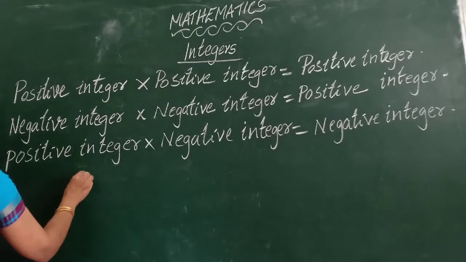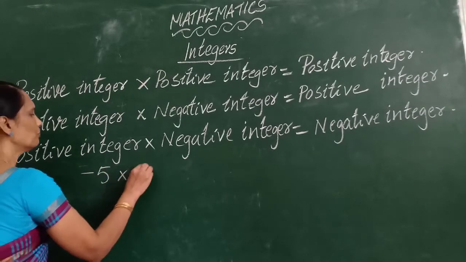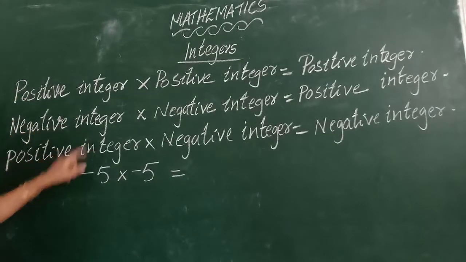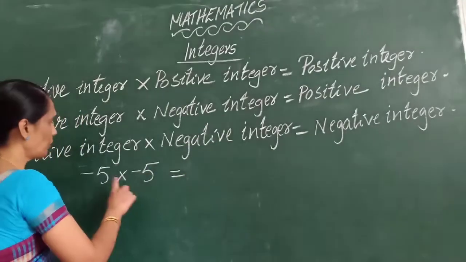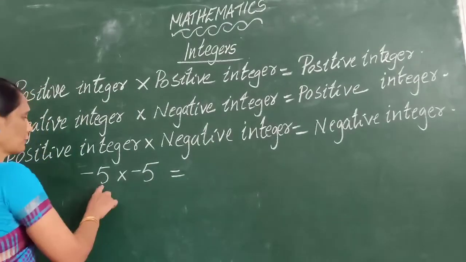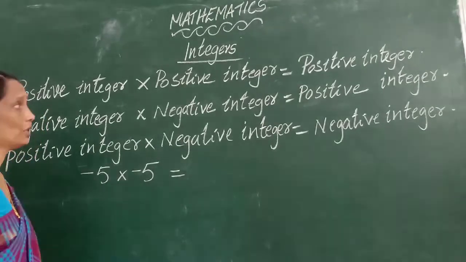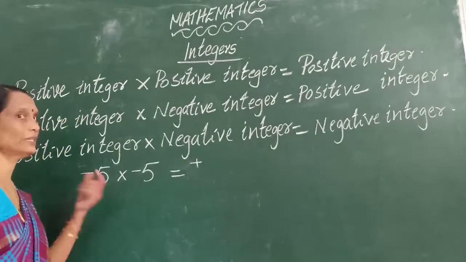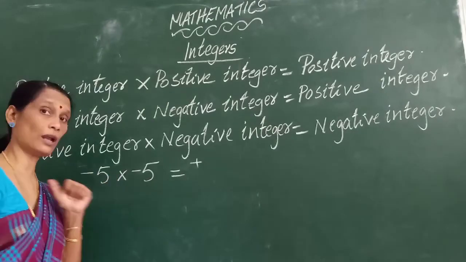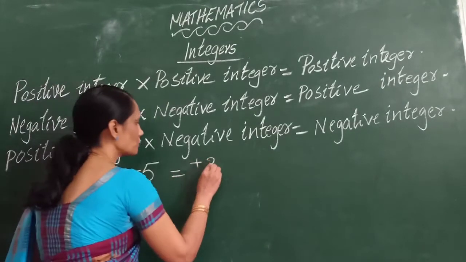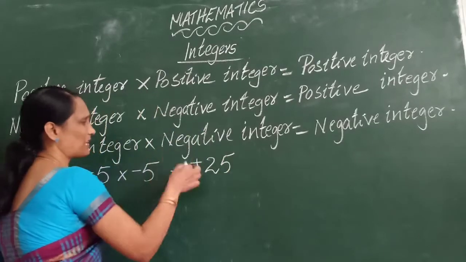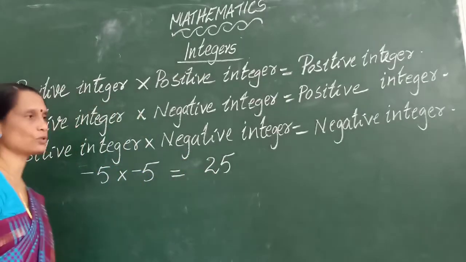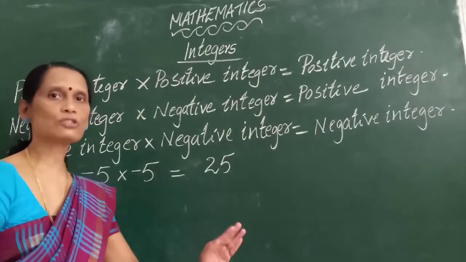Okay, see here. Minus 5 into minus 5. What may be the answer? Already we learned that a negative integer into a negative integer, here both numbers are negative integers. Minus 5 is negative, minus 5 is negative. So, we will get a positive integer only. And you know the table of 5, isn't it? 5 5s are how much? 5 5s are 25. So, we will write positive 25. If the number is plus, no need to mention it as plus. 25 means that is plus 25 only.